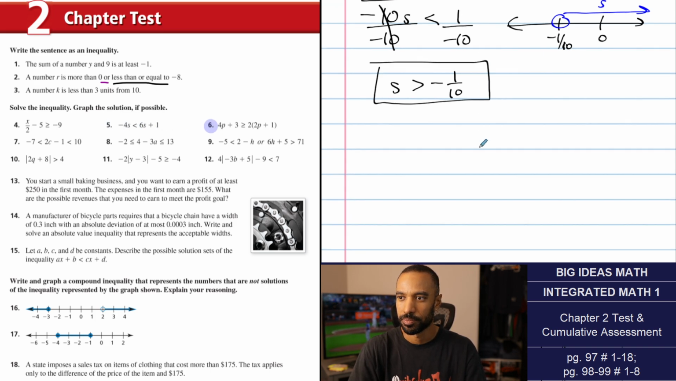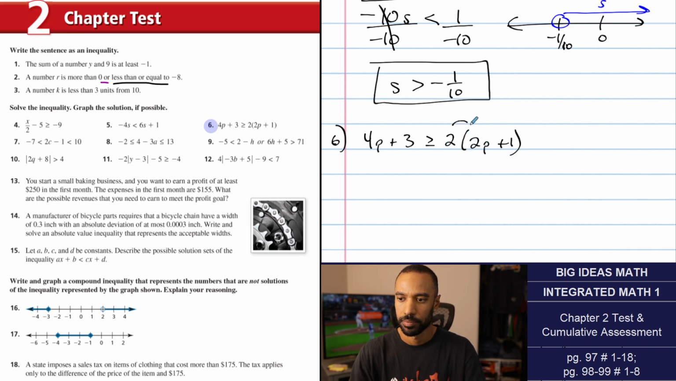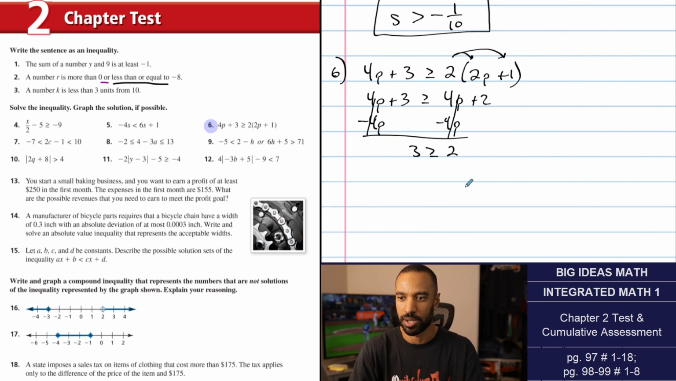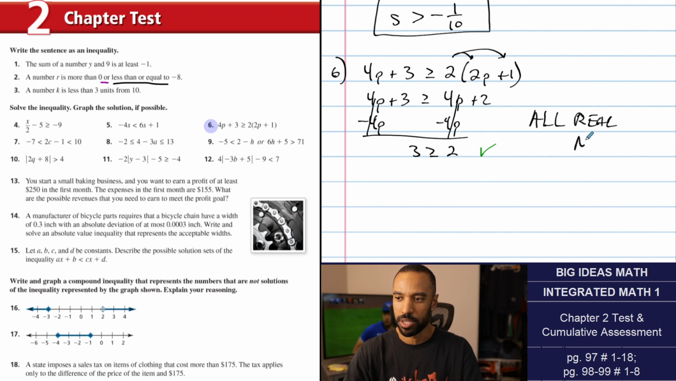Number 6. I will distribute the 2 to begin with, and we get 4p plus 3 is greater than or equal to 4p plus 2. 4p's will go away through subtraction. No more variables means it's left to determine whether these constants are making a true or false statement. They're making a true statement. This statement means no matter what p is, we will always get a true solution. All real numbers are the solution set for p.